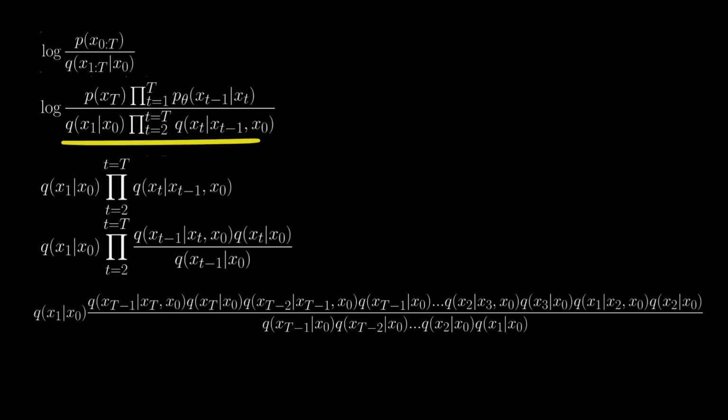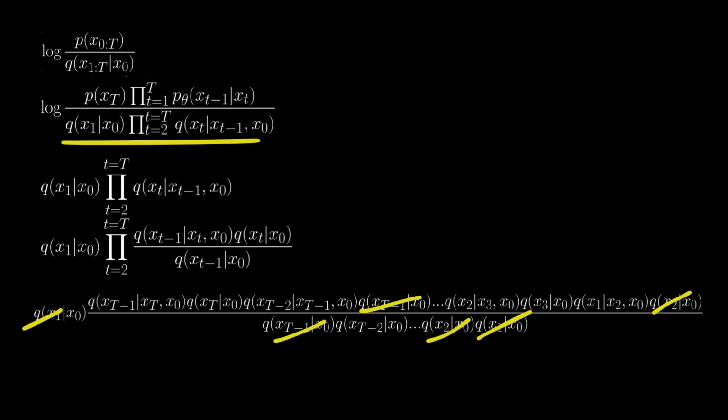Let's first look at the denominator part. On the terms inside the product, we can apply Bayes' theorem to get this. Then after expanding, you will see that all the xt given x0 terms cancel out, like this and this, and even x1 given x0. All except the term involving the last time step t.